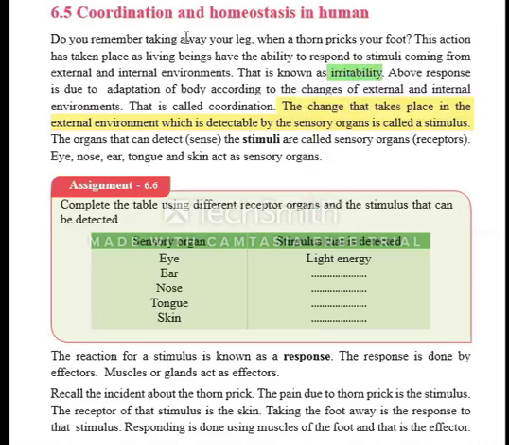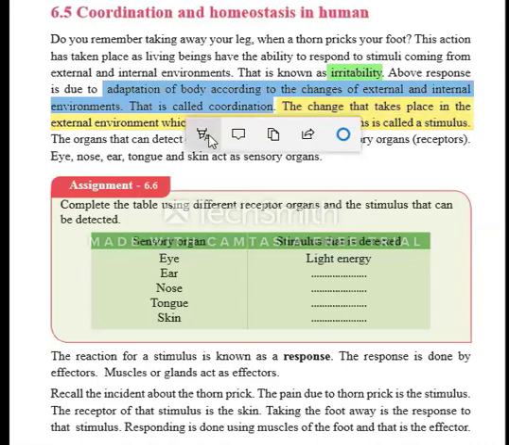These responses to stimuli take place because the body has been adapted to change according to the changes in the external and internal environment. And so this is known as coordination. The ability to respond by adapting your body according to the changes of the external and internal environment is known as coordination, right? Okay. Sensory organs in our body can detect these stimuli. Example, the eye, nose, ear, tongue, and skin, right?